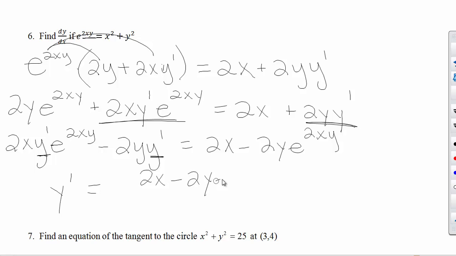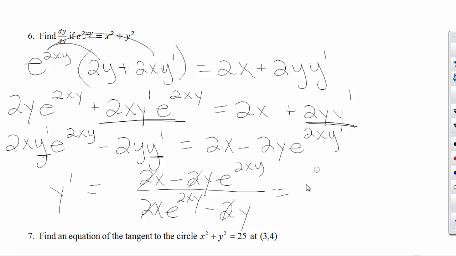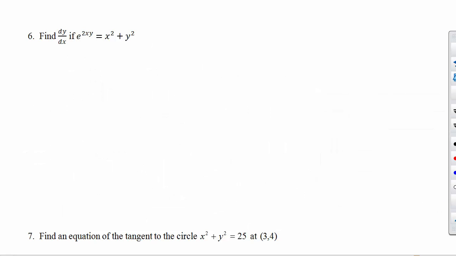2x minus 2y e to the 2xy, divided by what was left after you took y prime out, which would be 2x e to the 2xy minus 2y. So I factored the y prime out on the left and divided by what was left. And then, since they all have a 2, I could factor it out of the numerator and denominator and write my answer as x minus y e to the 2xy over x e to the 2xy minus y. There's my derivative. Okay.